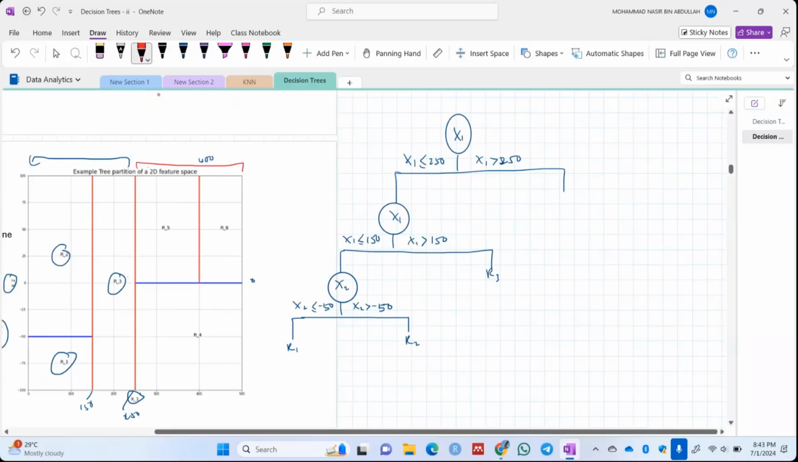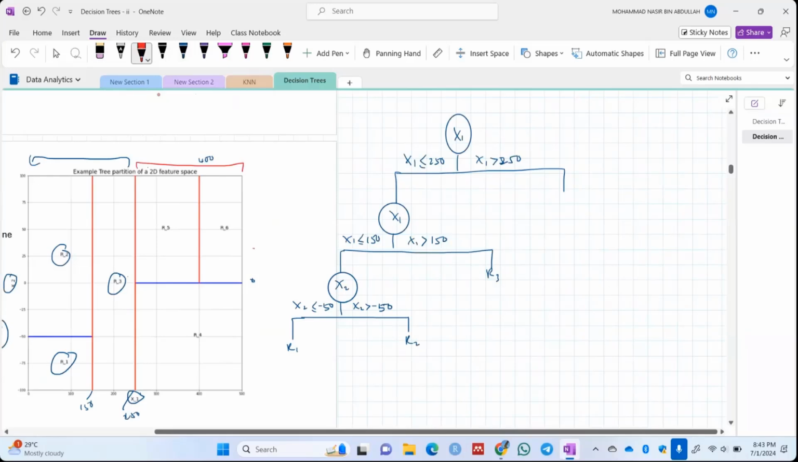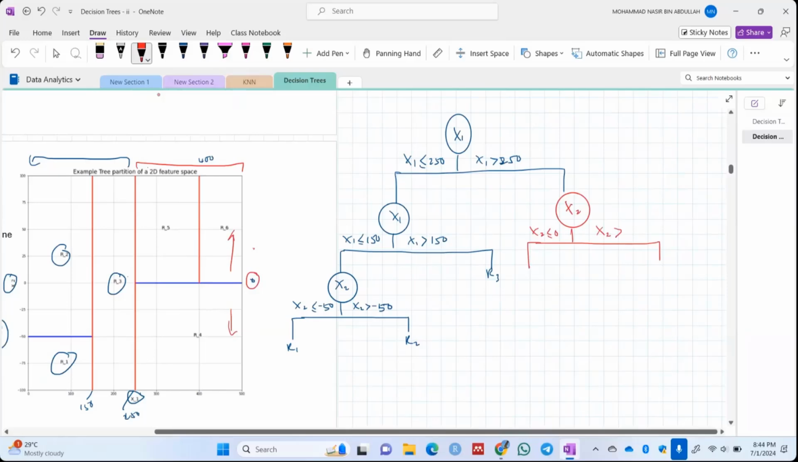On the right hand side, when x1 is more than 250, we can separate it into two parts based on x2 equal to 0. First part, second part. So x2 less than or equal to 0, x2 more than 0. When x2 is less than 0, there is no further separation. This is going to be R4.